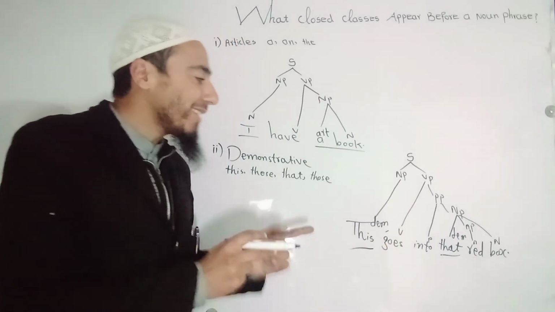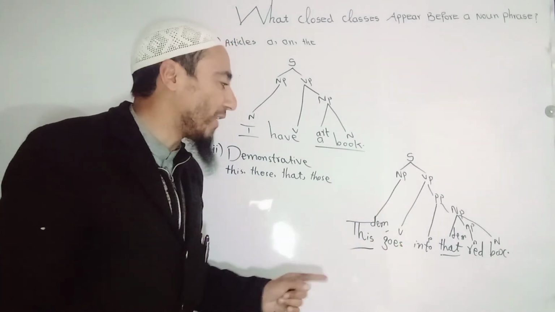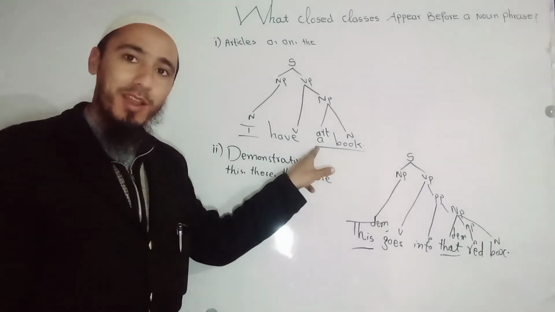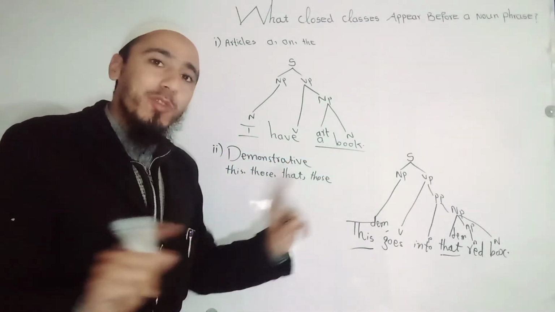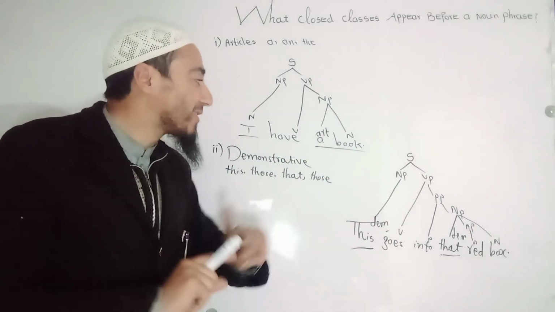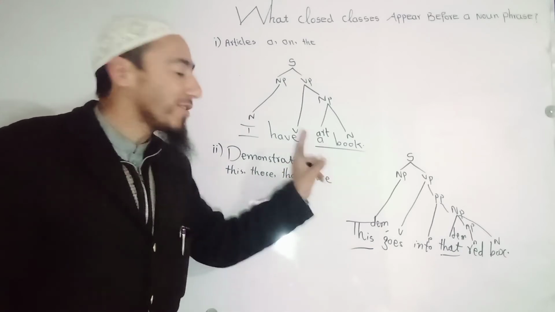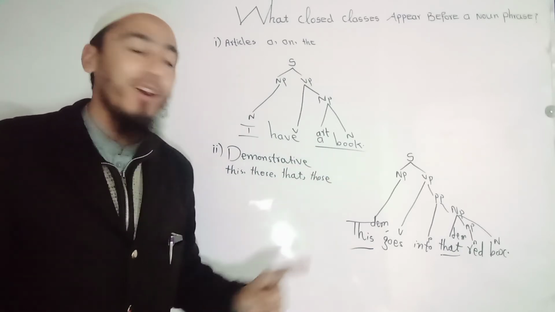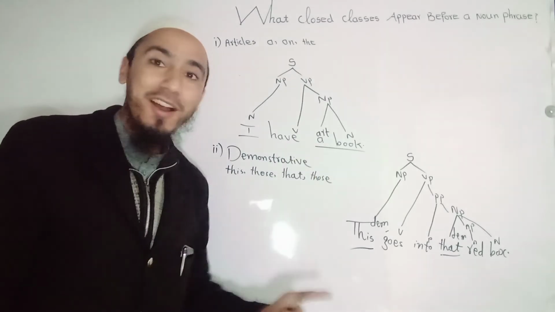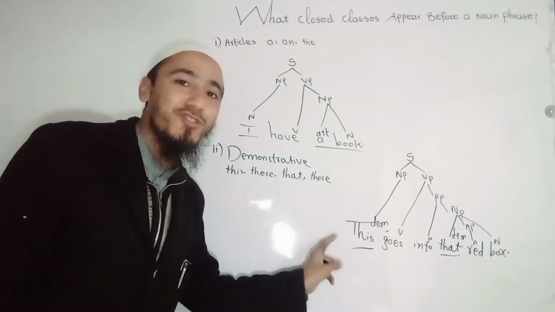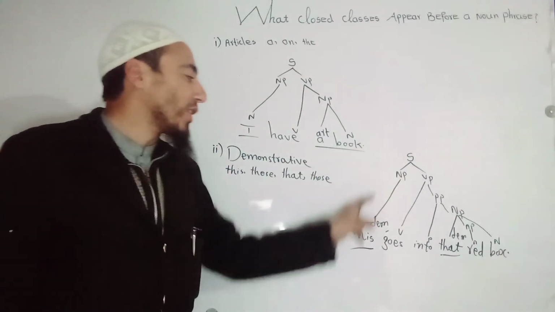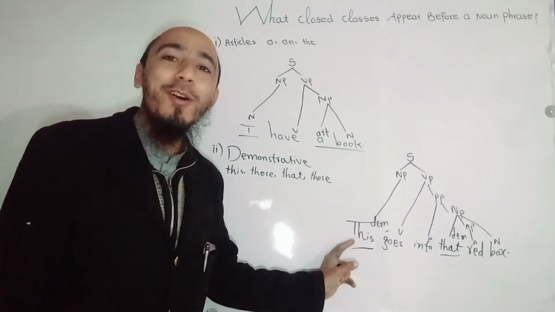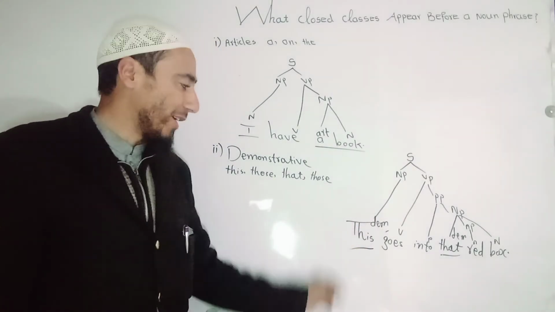You see, an article comes before a noun phrase, like you see, I have a book, and there is no article without a noun phrase. It means you can't use an article without a noun. But the interesting point is that you can use a demonstrative instead of the noun.